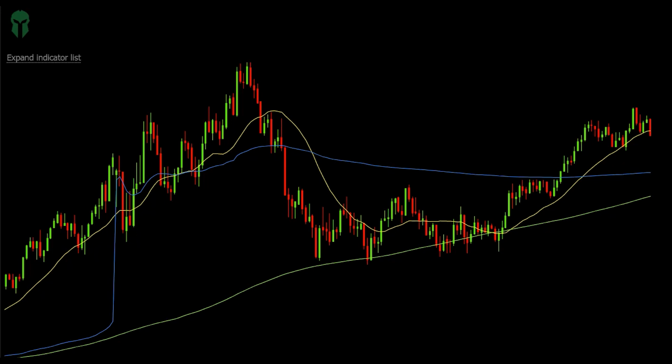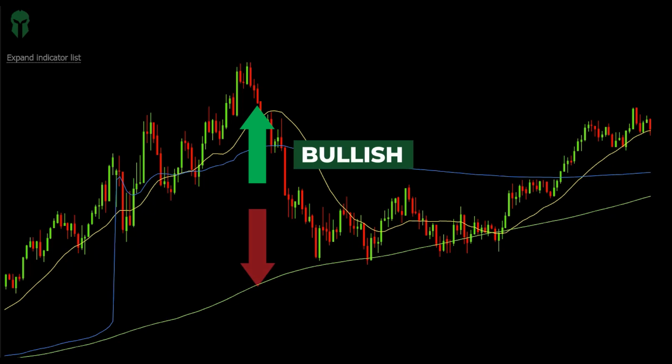And then the curvature of the line is going to give us feedback to whether or not we are bullish or bearish. If the line is pointing up, it's bullish. If the line is pointing down, it's going to be bearish.